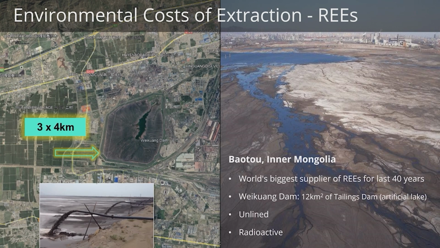And what has been the environmental cost of this? Most people here in the room have probably benefited from this. So if you've ever had a Nintendo, Game Boy, or a flat screen TV in the last 40 years, there's almost 100% probability that the rare earths within it came from one of two locations in China. This is the Baotao mine in Inner Mongolia. It has been the world's biggest supplier of rare earths for the last 40 years. And the BBC called this one of the biggest ecological disasters of all time. They basically pumped their radioactive tailings into an unlined dam. And this dam is so big it can be seen from space.